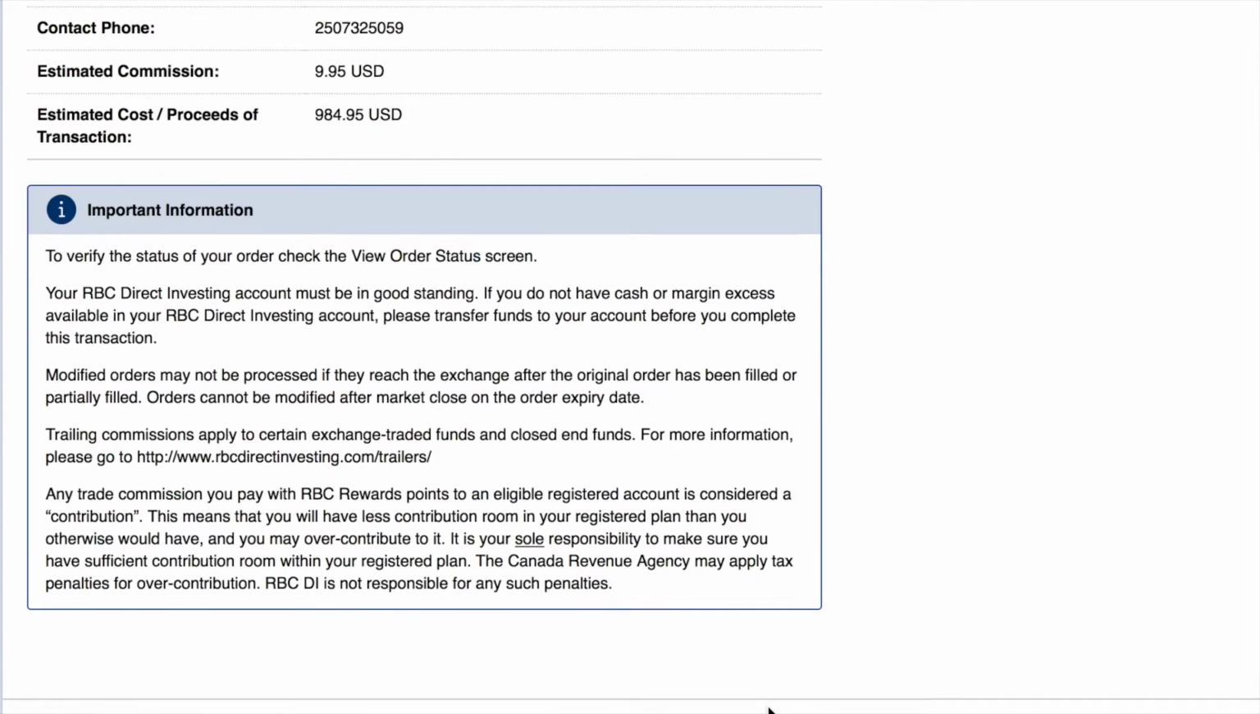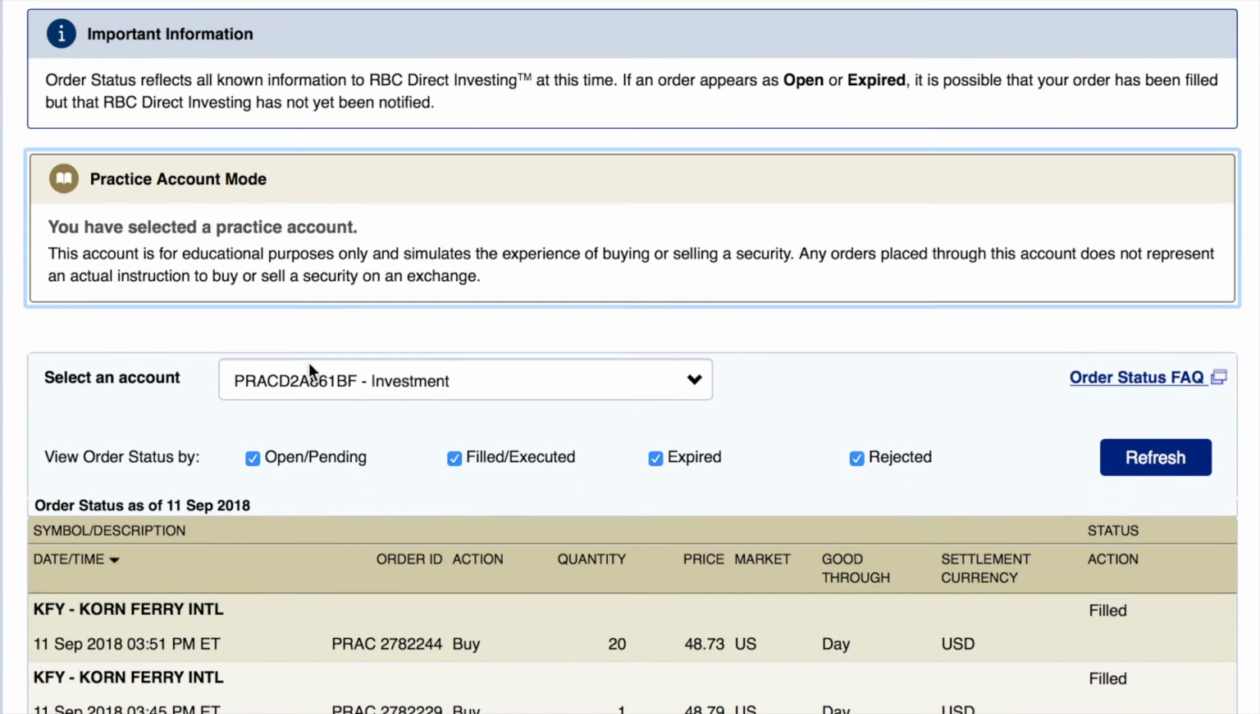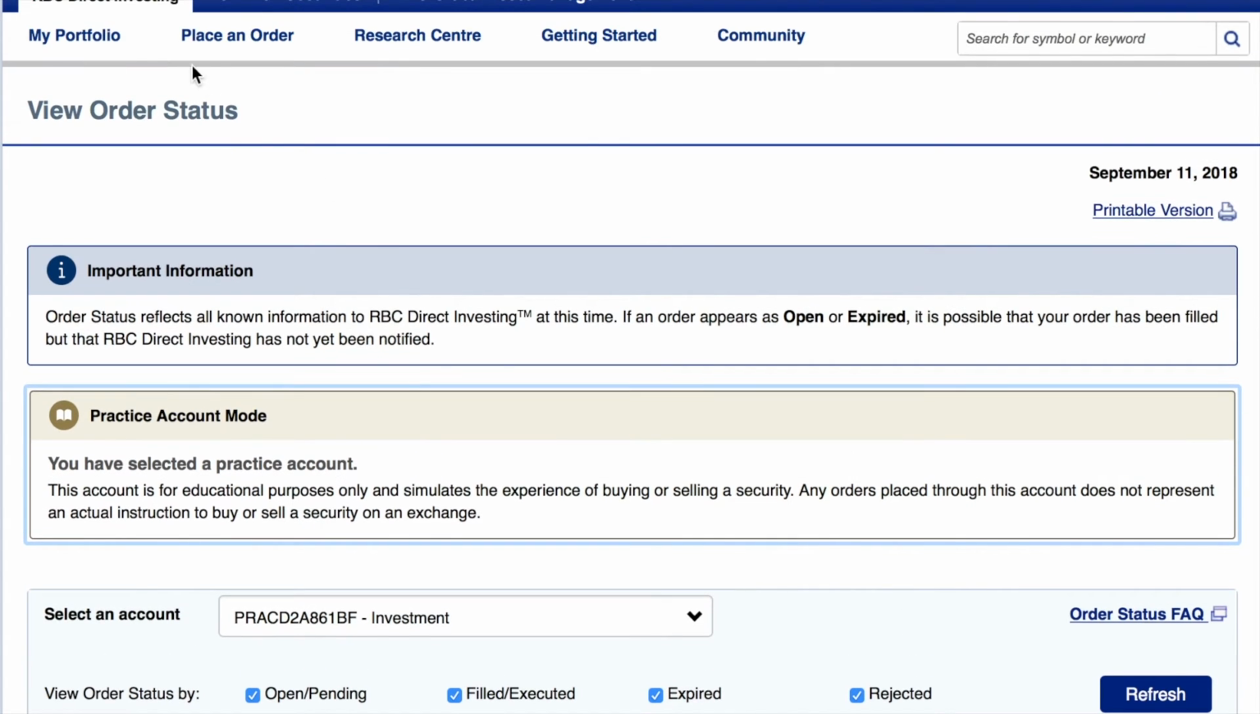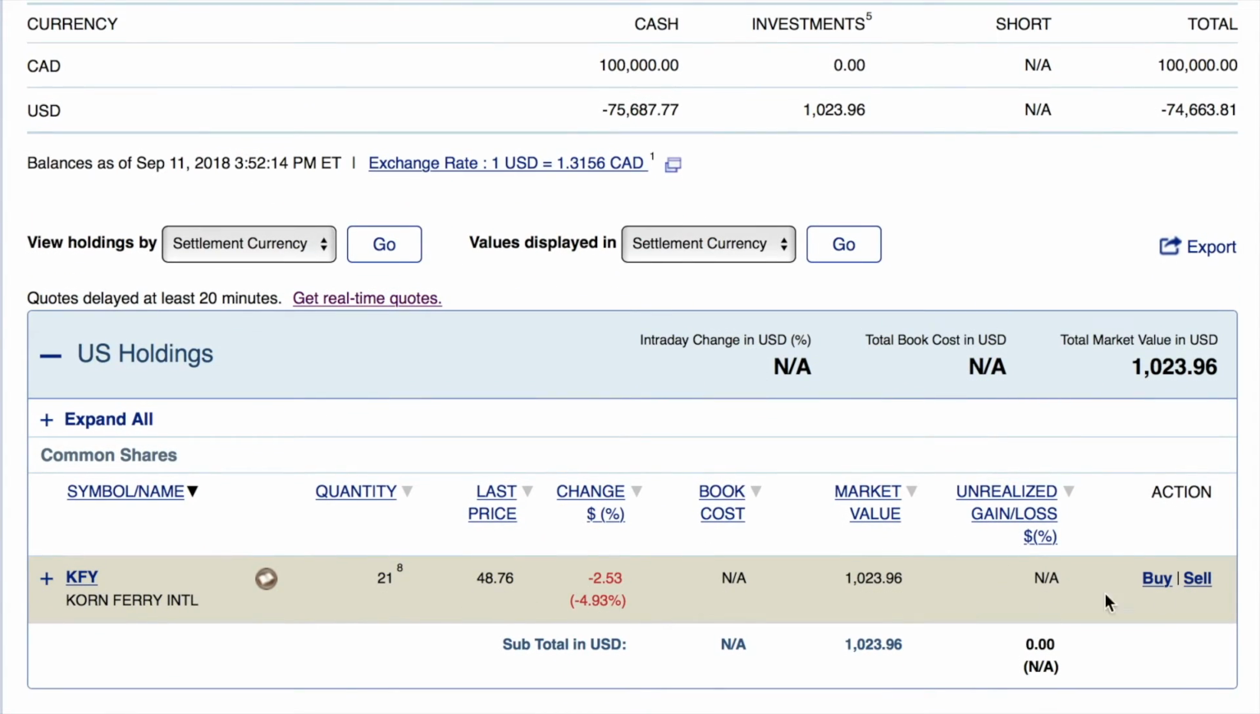See, we don't have enough funds, but it let us put it through because it's a practice account, and I'm sure we do have enough funds. So we bought Korn Ferry, 20 shares. Go back to our portfolio. Got our 21. So I'm going to go sell it.